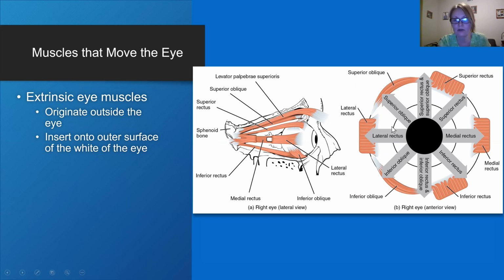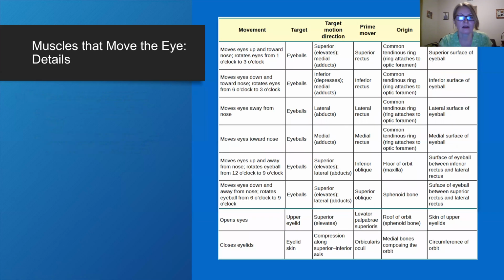But then your obliques move to the lateral side, and your superior and inferior rectus and medial rectus move to the medial side. So I know it's a handful. We do need to remember the names of those muscles and their prime movement. So they elevate, depress, laterally rotate, and medially rotate the eye.